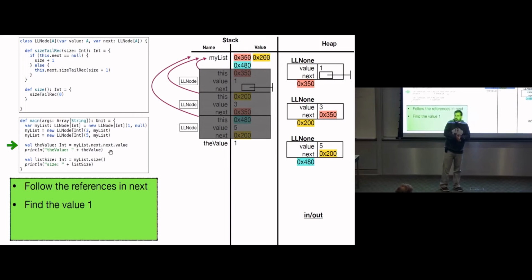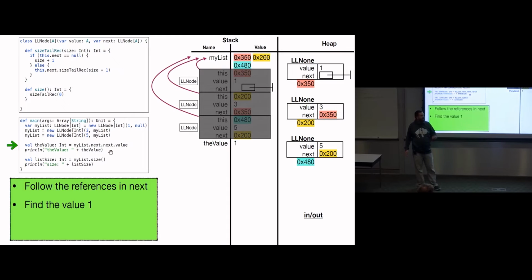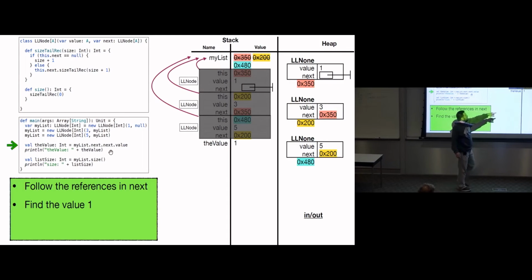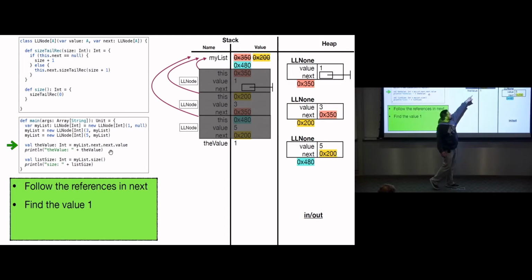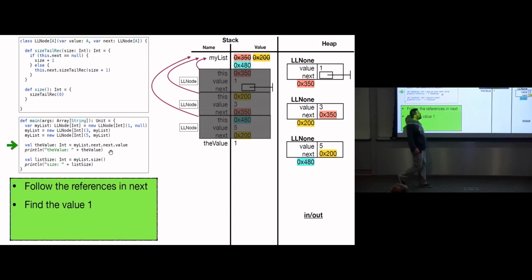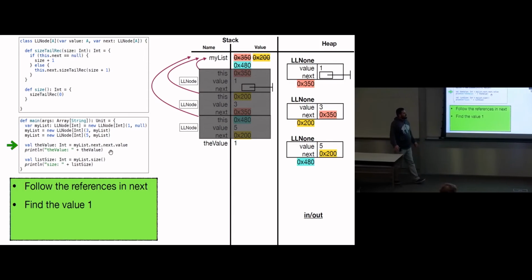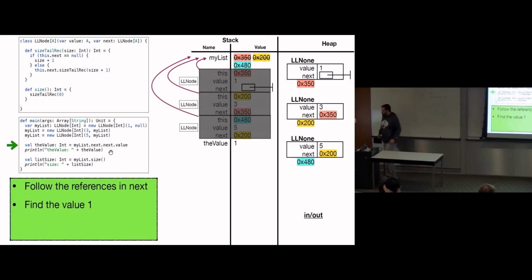A reference to a linked list is only a reference to the first element, or the head, of the linked list. So we refer to 480. 480 refers to 200. 200 refers to 350. 350 refers to null, with this silly syntax of grounding the thing.